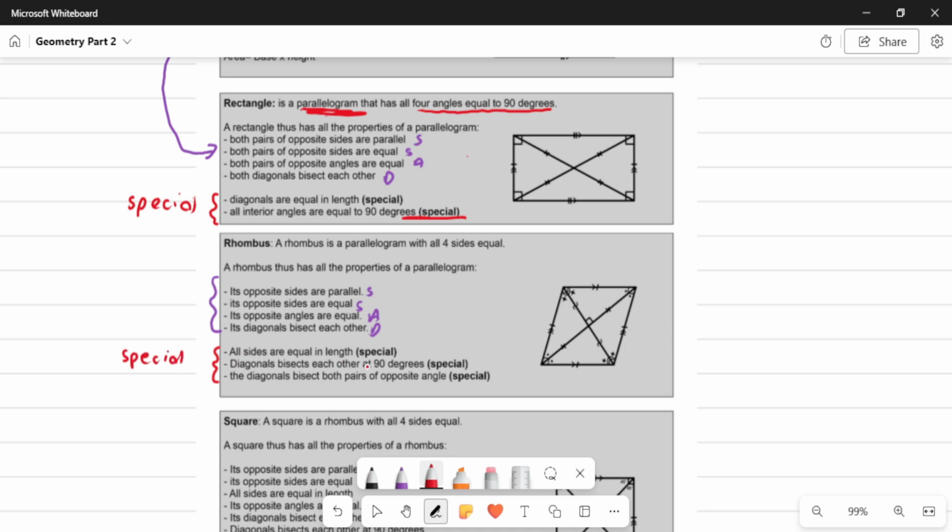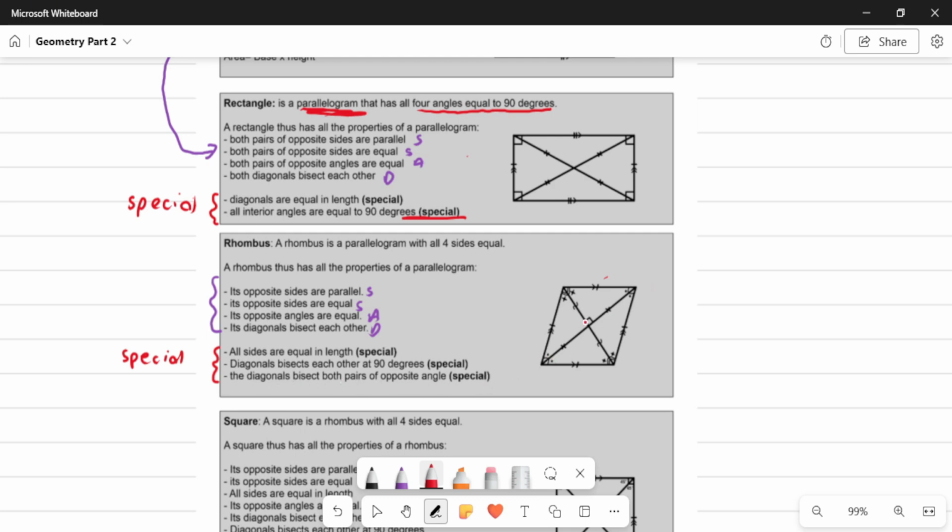All sides are equal in length. Here you can use 1 mark, 1 mark, 1 mark. The diagonals bisect each other at 90 degrees. Right? We don't have that property for parallelograms. And the diagonals bisect both pairs of opposite angles.